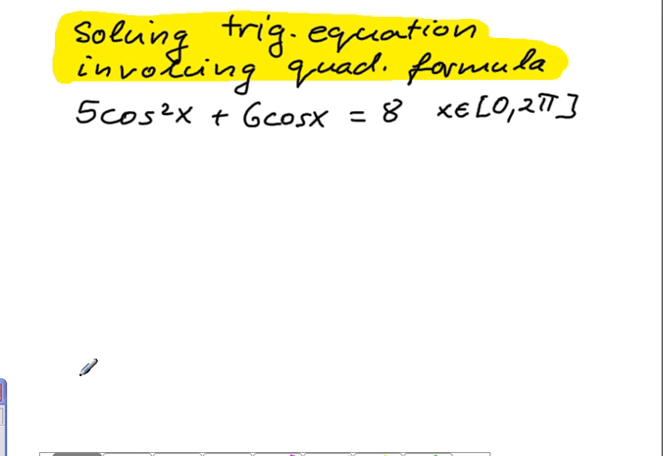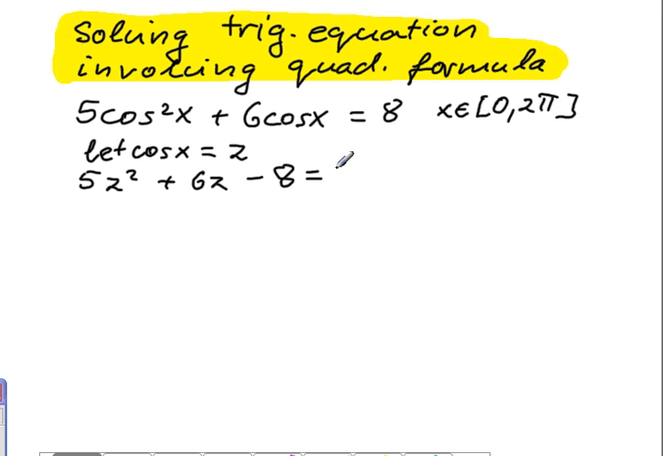And this is simply attained by substitution first. So we'll say, let cos x be z. Okay, so now 5z squared plus 6z, and I'm going to rearrange that by moving 8 to the left. So take away 8 is equal to 0.